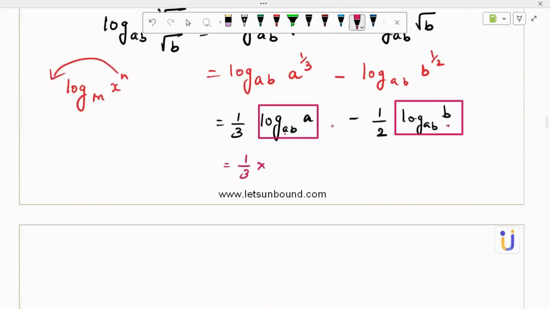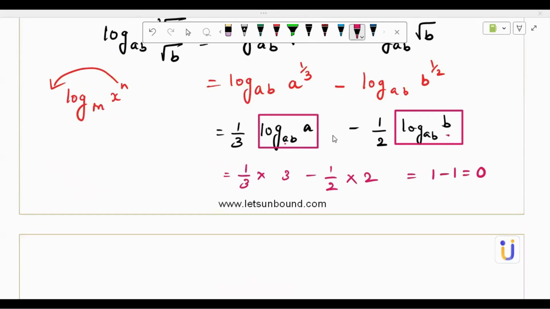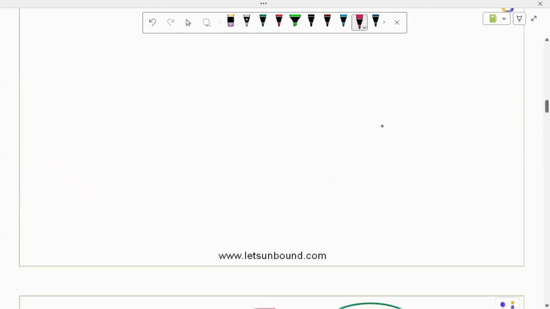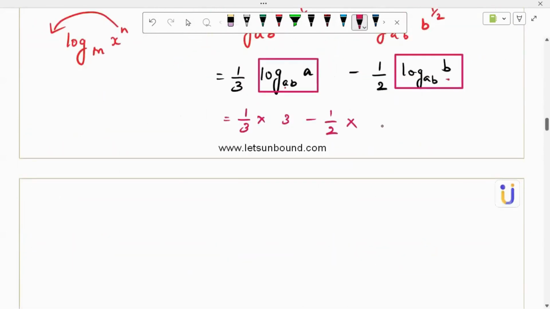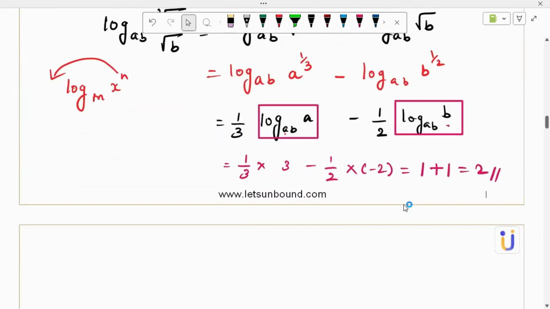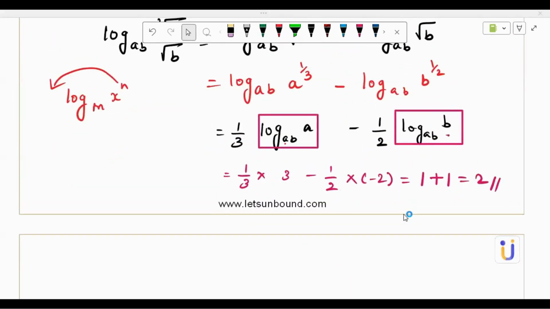So let's substitute 3 here. Then minus 1 by 2. This is 2. So we got 1 minus 1, which is 0 here. Actually, it's minus 2, right? It cannot be 0. Sorry. And here, 3, and we have proved it's minus 2. So substitute minus 2 here. So it will be 1 plus 1 equals 2. That's simple, right? And we can move further. Yeah, that's it. So the problem completes here.